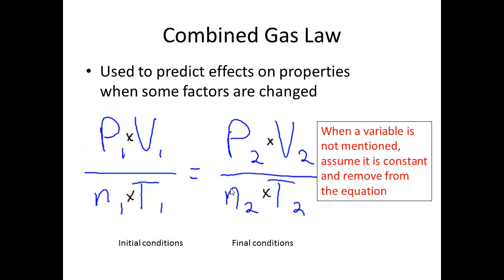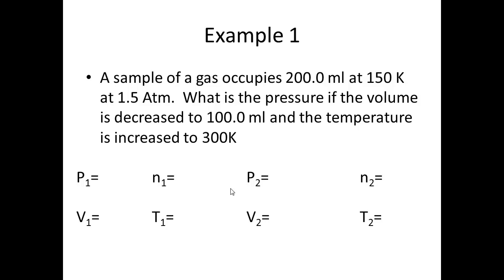Okay, so let's just try an example. Let's take a look at what I'm given here and plug in the things that I know. A sample of gas occupies 200 milliliters. What does 200 milliliters represent? Volume. That's my volume 1 at 150 Kelvin. That's temperature 1. And at 1.5 atmospheres. Atmospheres represents pressure.